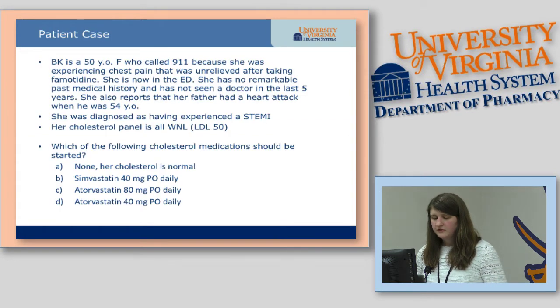This takes us to our third case. We have BK, our 50-year-old female who called 911 because she was experiencing that chest pain that was unrelieved after taking famotidine.